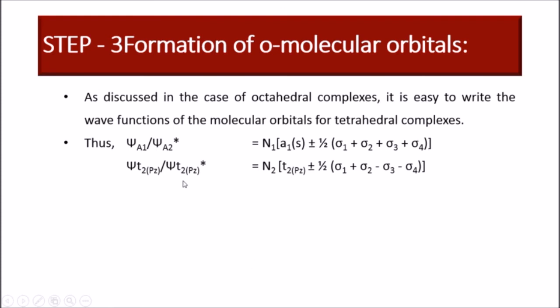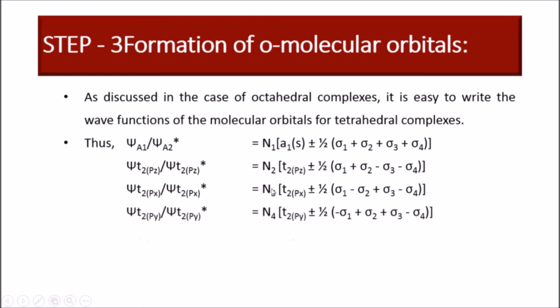This is for PZ, bonding and anti-bonding. Plus is for bonding, minus is for anti-bonding. This is for PX, bonding and anti-bonding. N3 represents the normalization constant.